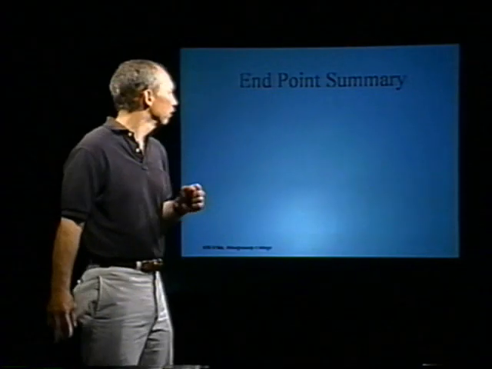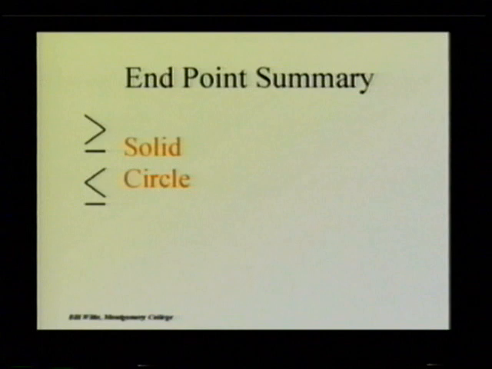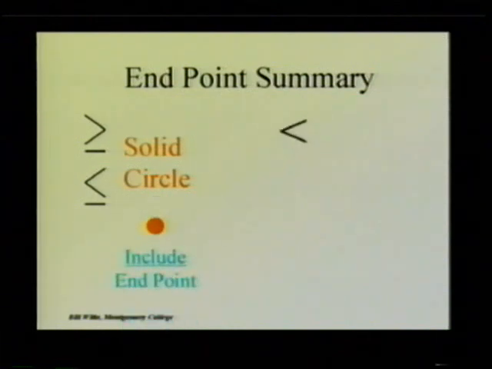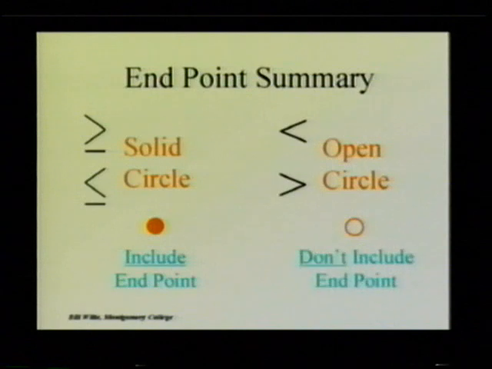So in summary, when we have a greater than or equal to, or less than or equal to, we're going to have a solid circle, or a dot if you would. And when we have a less than or a greater than, it's going to be an open circle. Don't include the endpoint in that case.